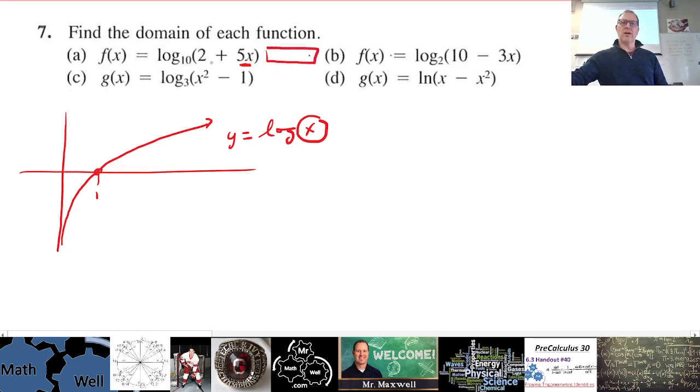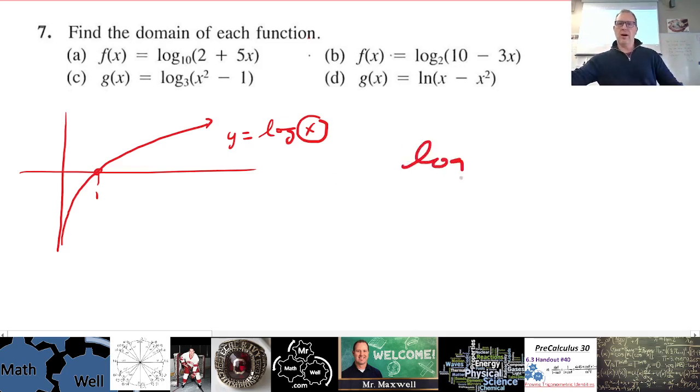So inside the log function, what we would know from before in our transformations is that anything you're multiplying by x would be a horizontal stretch, right? And what about if you're adding something to x? What do you think that would be? That would be a movement left and right, right?